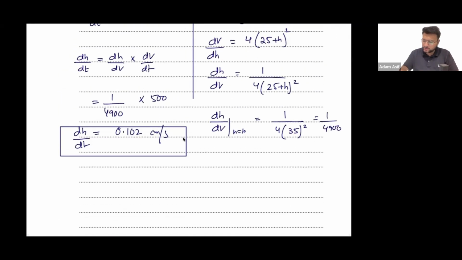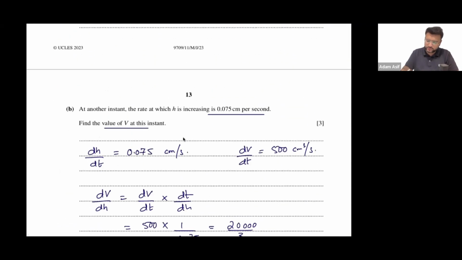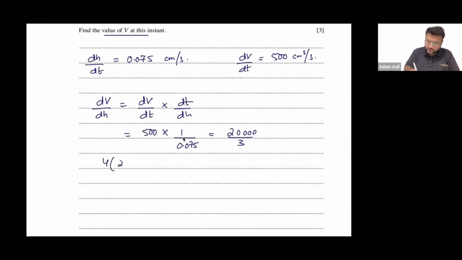The dV by dH expression was 4 times (25 plus h square). So 4 times (25 plus h square) is equal to 20,000 upon 3. Solve for h. So 20,000 upon 3 divided by 4, taking the square root and minus 25. So h comes out to be 15.824.